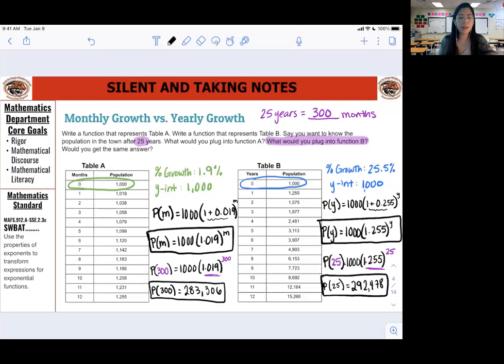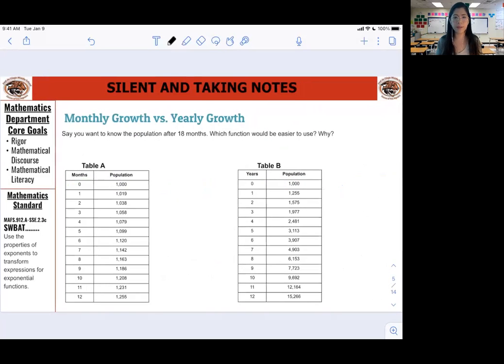But if I ask you, what is the population of the town after 15 months, which function is easier to use, A or B? A. A, right? Because if I'm asking you for the months, you can just plug that straight into function A. So both functions are representing the same situation, but one can be easier to use than the other depending on the question.